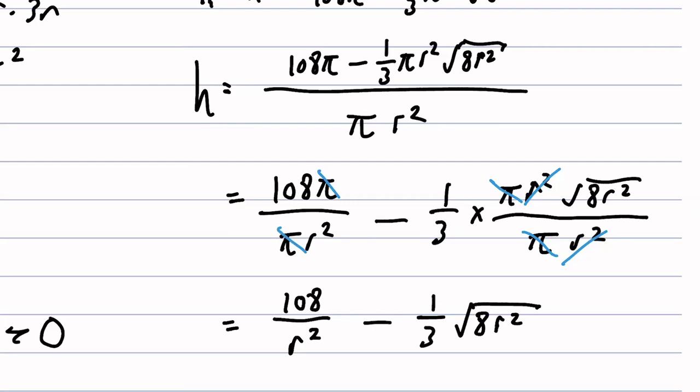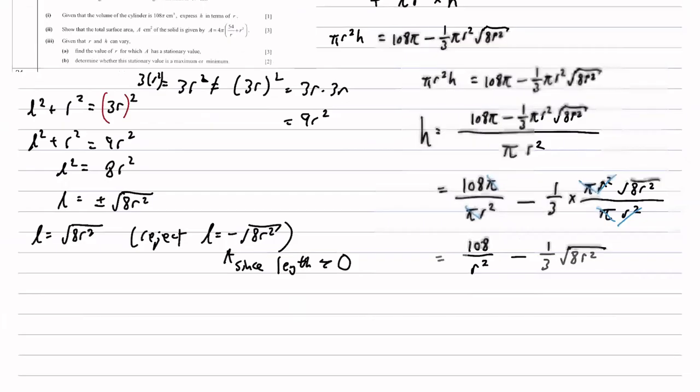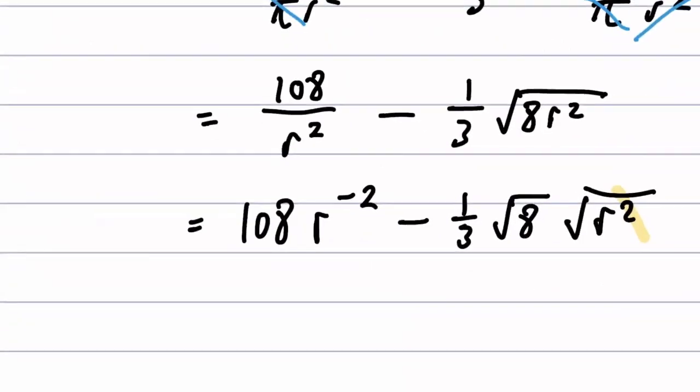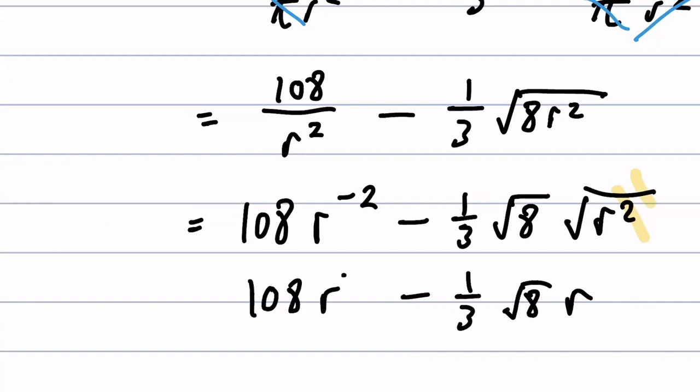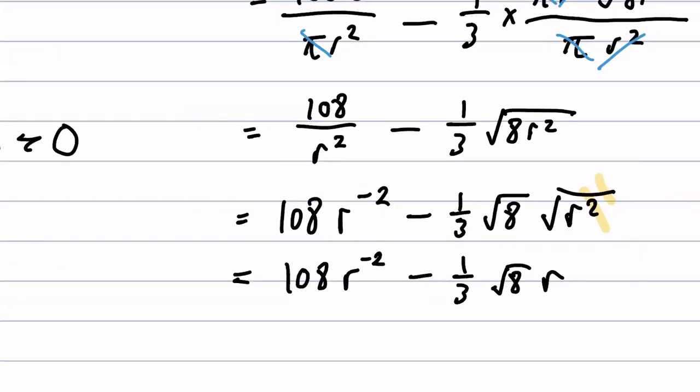Clear? Very good. Now maybe I'll just make it as 108 times r power -2 minus 1/3 times square root of 8 times square root r squared. But of course, square root r squared, they cancel each other off. So we are left with just r. So 1/3 square root 8, 108 r power -2, minus in between. Very good. So now we move on.